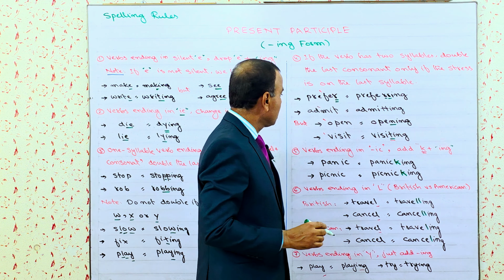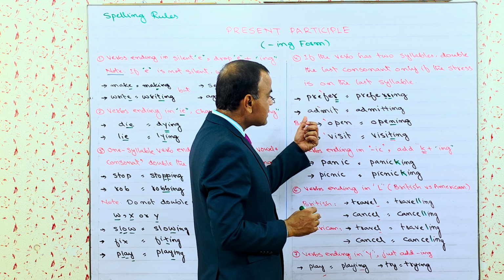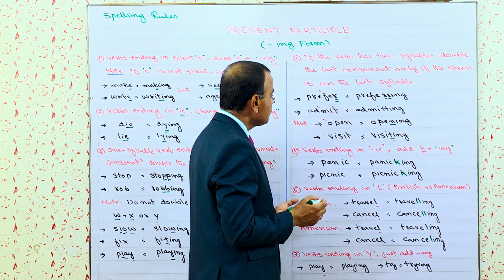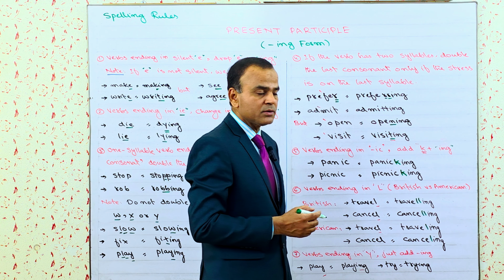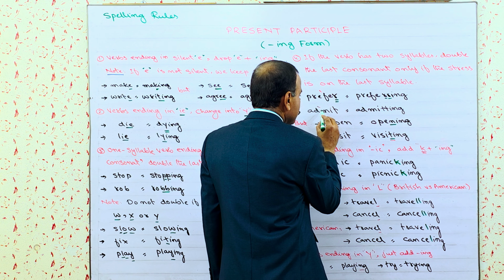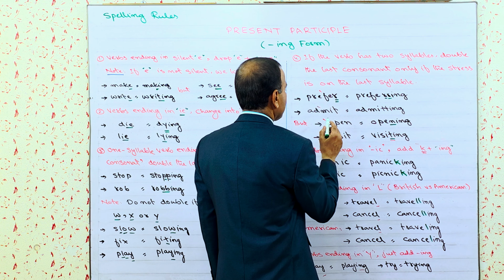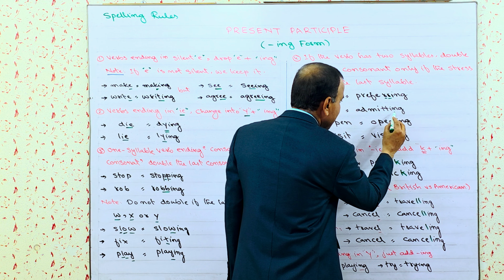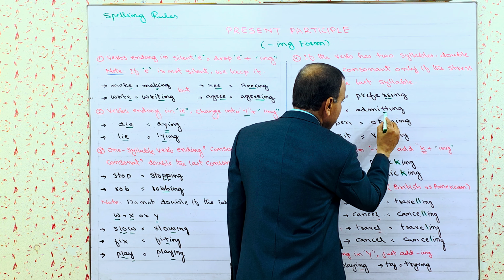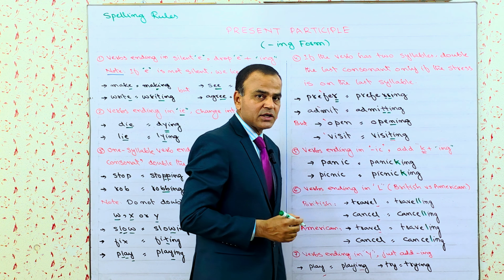Preferring. And in the same way we will do with other verbs like admit. Admit. So the stress is on mit. So consonant, vowel, consonant. While adding ing, I will double the last consonant.